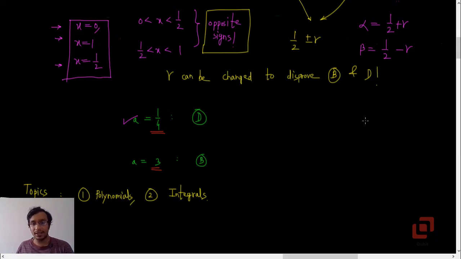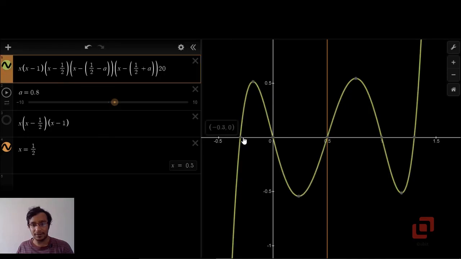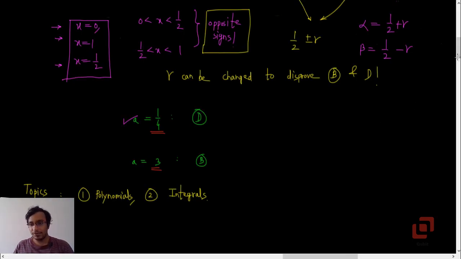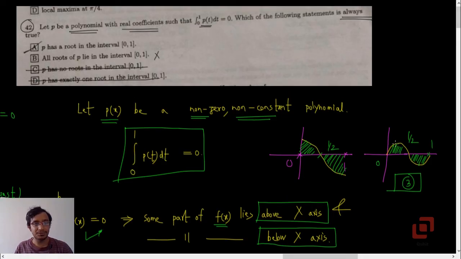We considered yet another value of a. That value of a was 0.8. The 5 roots were minus 0.3, 0, 0.5, 1, 1.3. So the roots 1.3 and minus 0.3 lie outside the interval. So it's not necessary that all the roots of the polynomial should be inside the interval 0 to 1. So we have solved this problem. We have successfully eliminated options B, C and D. So it must be option A.